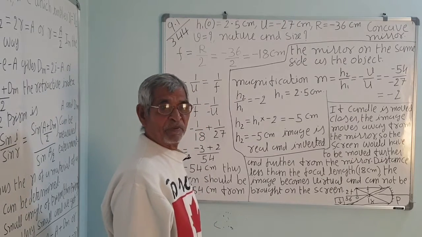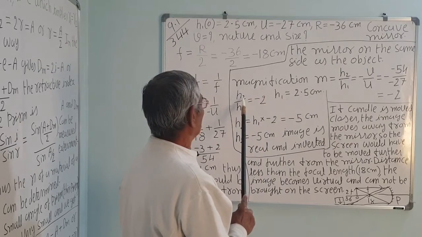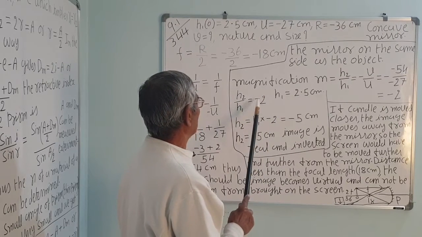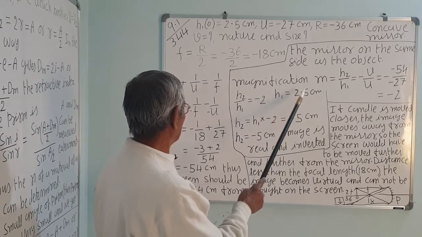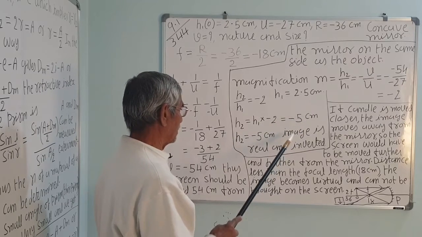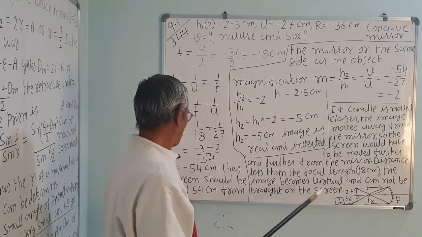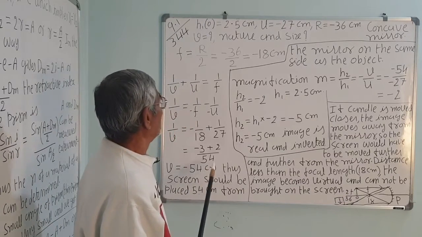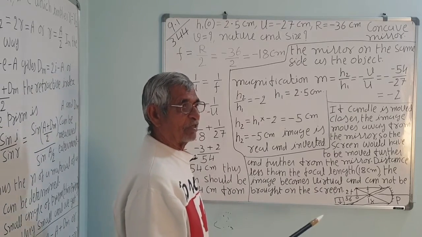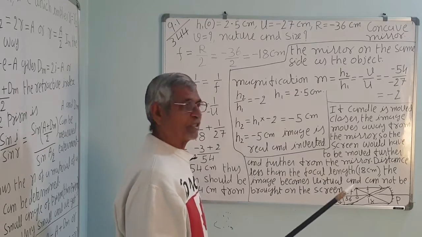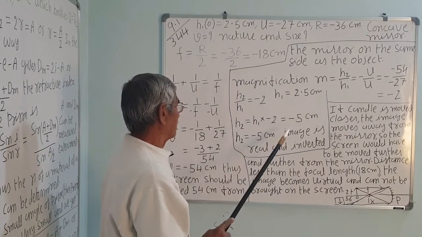Whatever you see in the field, that is also a real image, correct. So, H2 upon H1 is minus 2, so H1 is equal to 2.5 centimeter. The image is double, so the distance will also be double. The object is at 27 centimeters, so the image will be at 54, double. If the image distance is double, the size will be double. So, the size will be double of the 2.5, that is 5 centimeter, you can calculate.